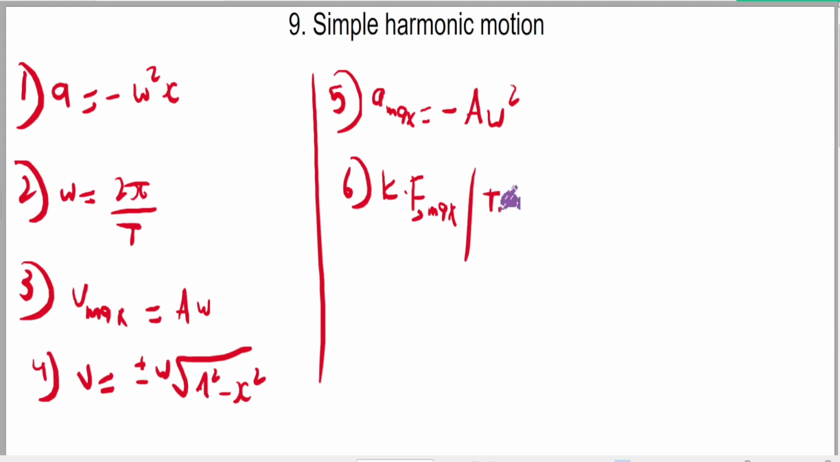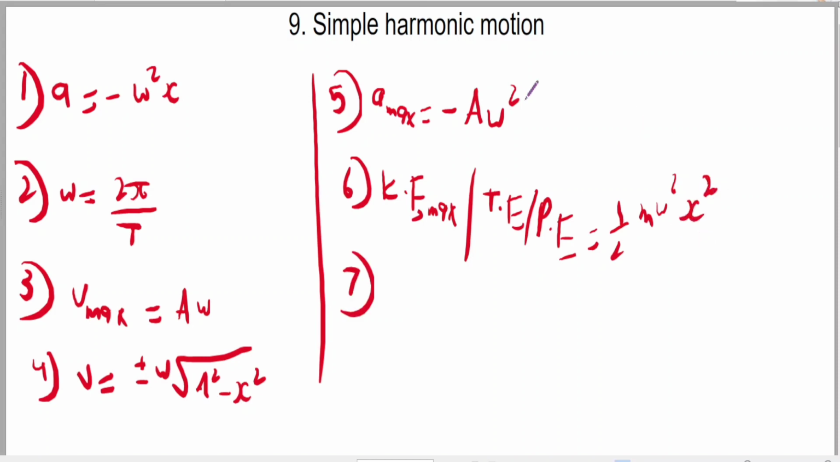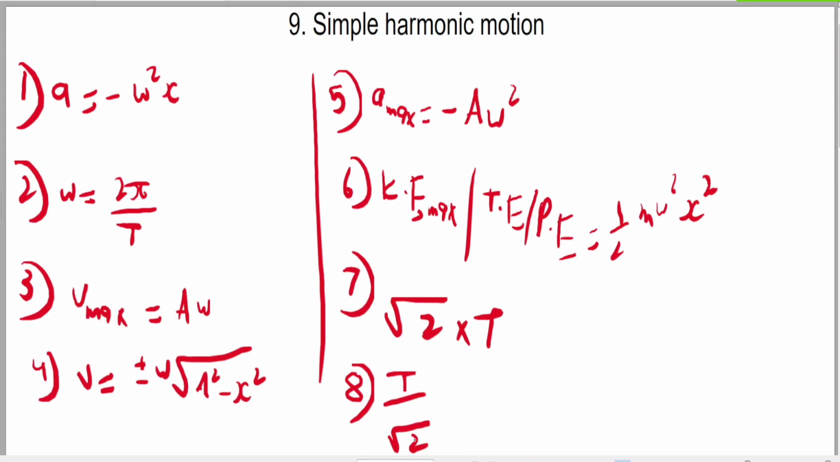Maximum kinetic energy, total energy, and potential energy all have the same formula, which is half times the mass times omega squared times the amplitude squared. But for potential energy, instead of writing the amplitude, you write displacement. Time period in series is root 2 times the time period. This means that as the springs double, the time period increases by root 2. But the time period in parallel springs is time period over root 2. This means that as springs double in parallel, the time period decreases.